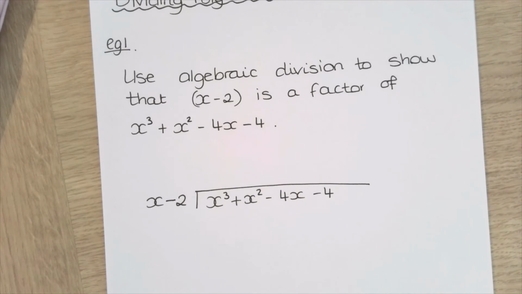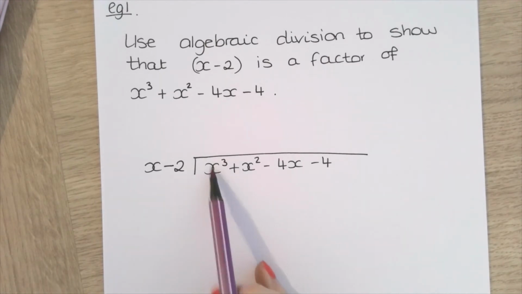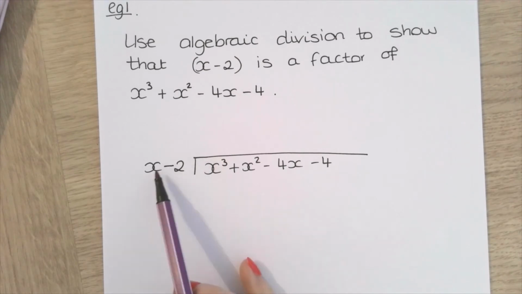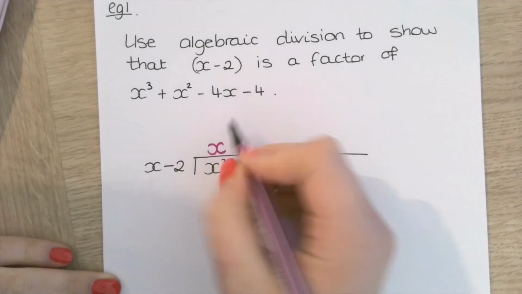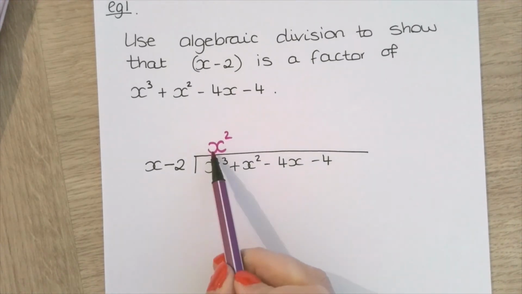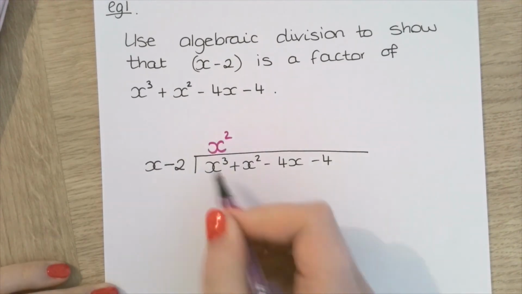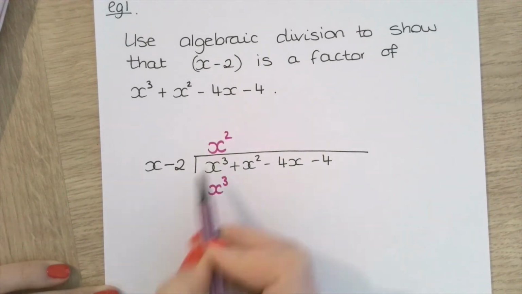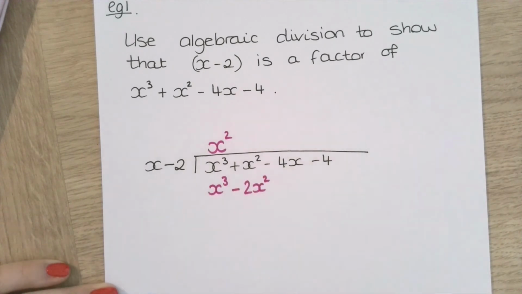Now I'm going to try and do this in colours to try and help you see what's going on and help you follow. So I'm going to say x cubed divided by x. So what is x cubed divided by x? Or what times x gets me x cubed? And that's going to be x squared, because x squared times x gets me x cubed. So now I've got this, I'm going to multiply it by this and by this. So x squared times x gets me x cubed, and x squared times negative 2 gets me minus 2x squared.